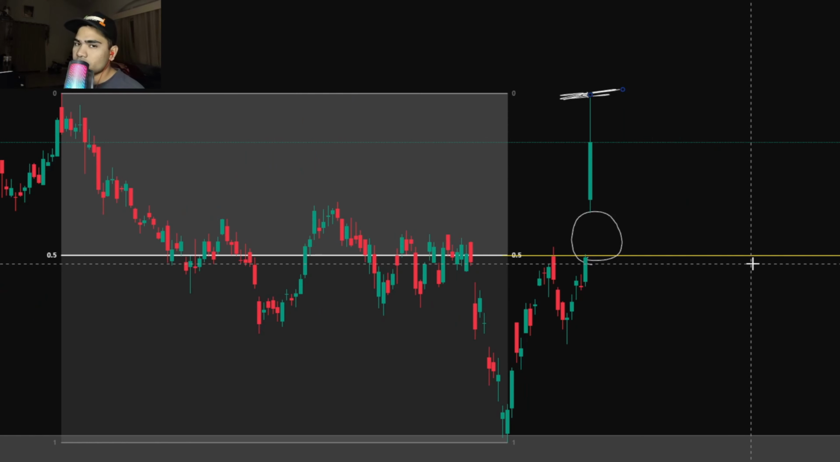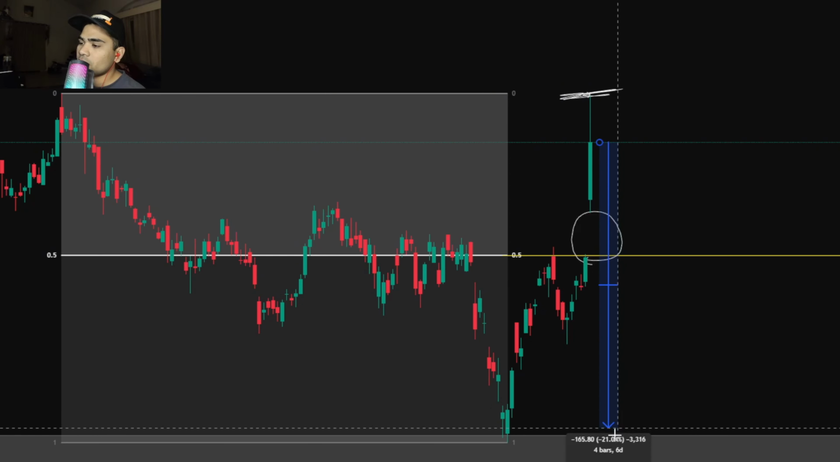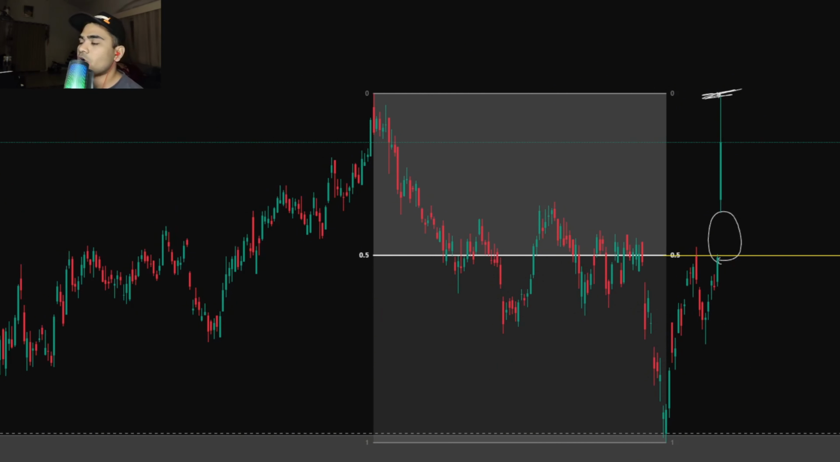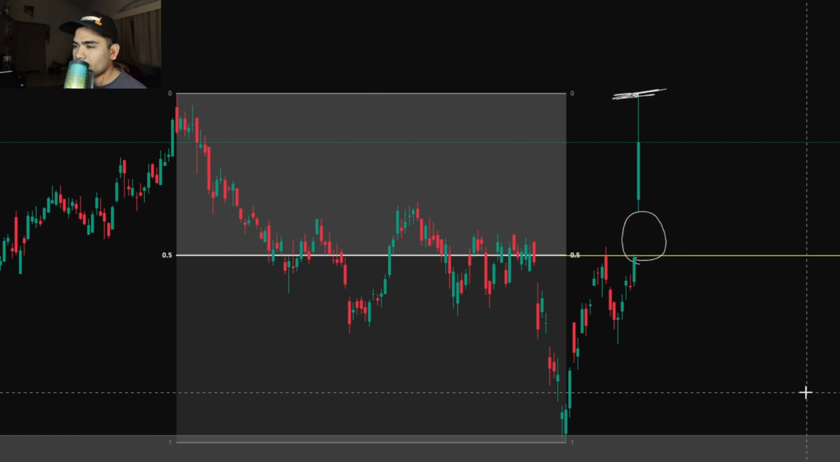In this particular situation we are most likely to skip this because the stop loss in these situations are pretty high. If you take the trade here, that will be like 22% of stop loss in a large cap type of stock, so that's not a very great risk to reward ratio.